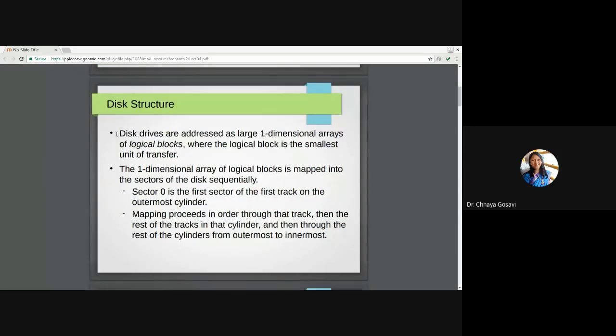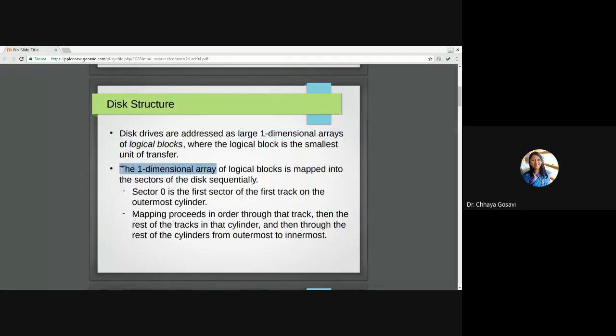A disk drive, that is our hard disk or secondary storage, is addressed as a large one-dimensional array of logical blocks, like main memory is also a large array of logical blocks. The logical block is the smallest unit of transfer. The size of a logical block is one page, and the size of the page can be 8-bit, 16-bit, 32-bit, 64-bit. That is called the unit of transfer.